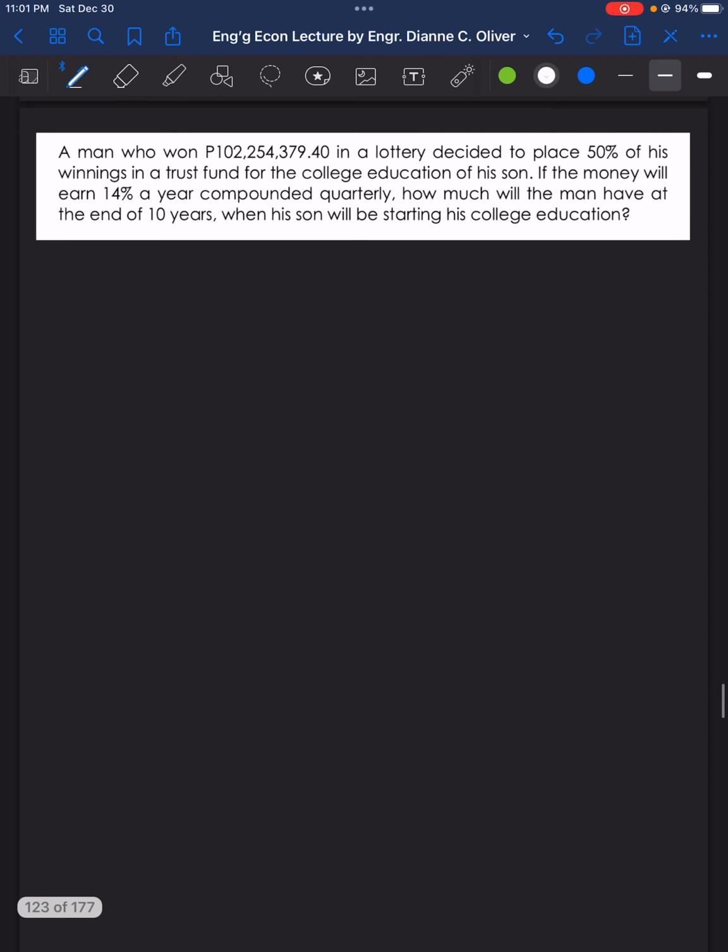Now let's go to problem number 3. A man who won 102,254,379.40 pesos in a lottery decided to place 50% of his winnings in a trust fund for the college education of his son. If the money will earn 14% a year compounded quarterly, how much will the man have at the end of 10 years, when his son will be starting his college education?